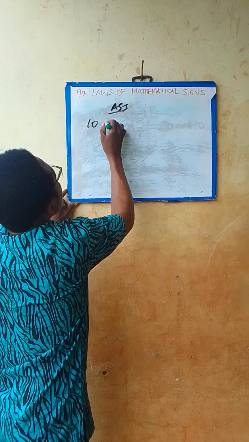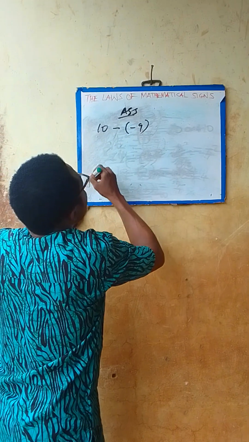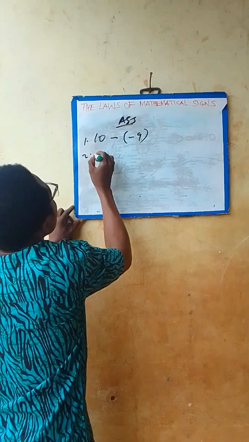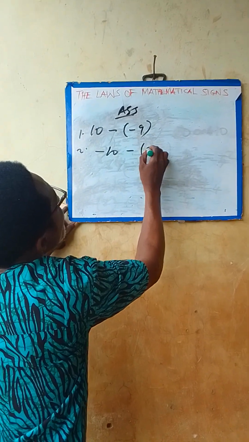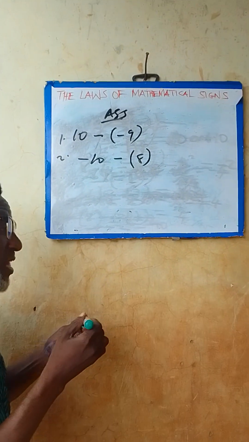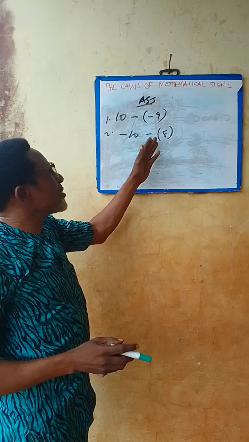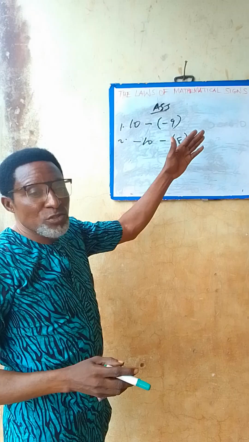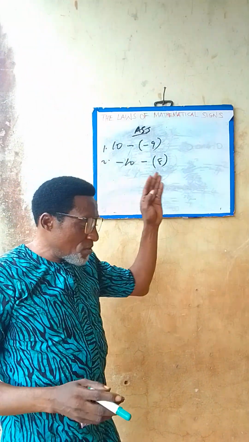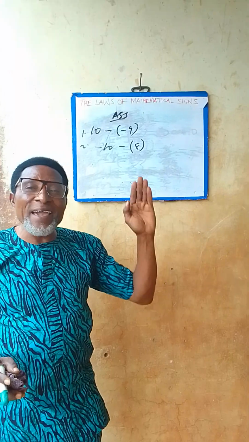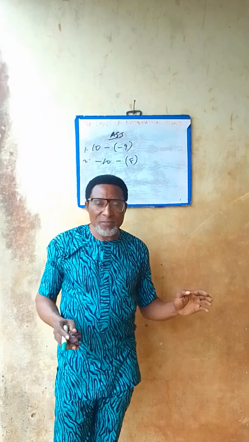10 minus 9. 2 minus 10 minus plus 8. So you now see that when you do this, you are going to have different signs, plus and minus. So that is law 9, and that is the end of the laws of mathematical sign.